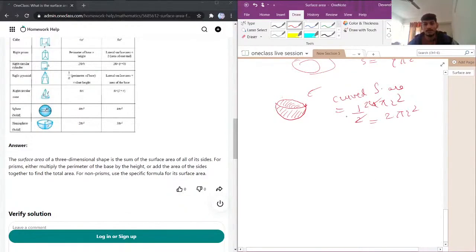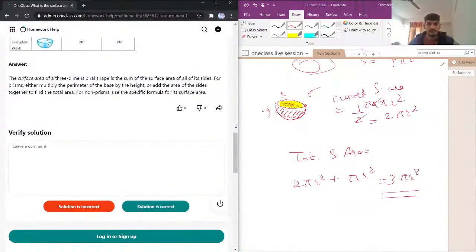But for total surface area, we have this curved part, but we also have a base part, this part. And the radius of this base is again r. So to the curved surface area we'll add the area of one more circle to get the total surface area, and here the total surface area of a hemisphere will be 3 pi r square.